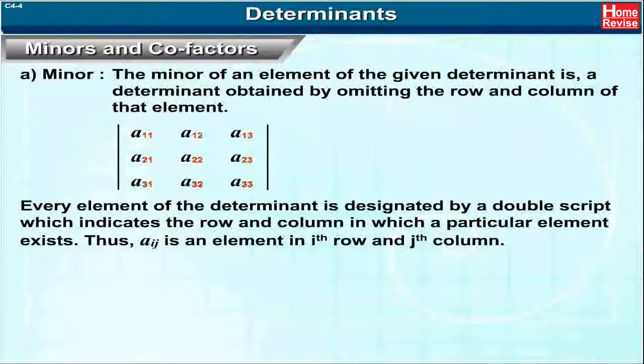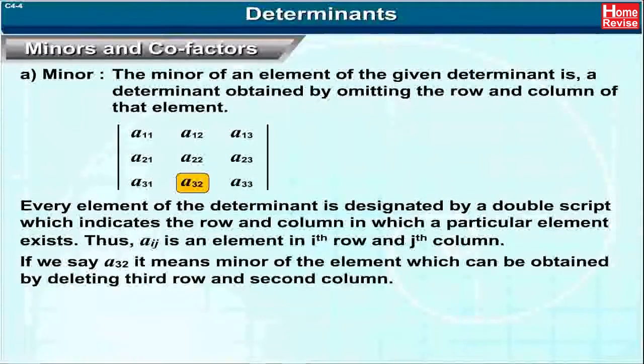Every element of the determinant is designated by a double subscript which indicates the row and column in which a particular element exists. Thus, Aij is an element in the ith row and jth column. If we say M32, it means the minor of element A32, which can be obtained by deleting the third row and second column.